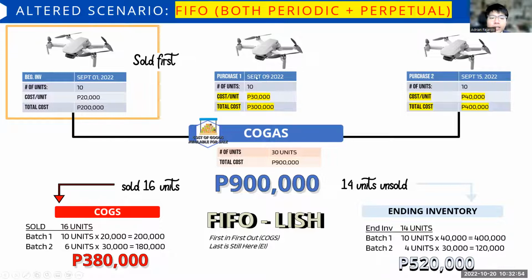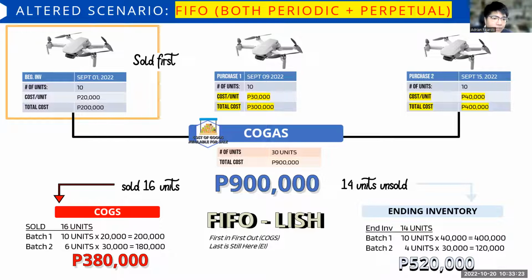So now, I know that 6 out of the batch 2 was sold. So therefore, how I compute it is 10 units times 20,000 would be 200, and 6 units times 30,000, which will give me my COGS of 380,000. So since alam ko na yung COGS, I can just easily get 520 by 900 minus 380 is 520. Pero for the sake of analysis, tingnan naman natin yung baliktad.